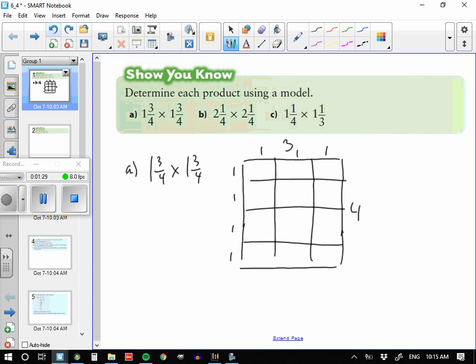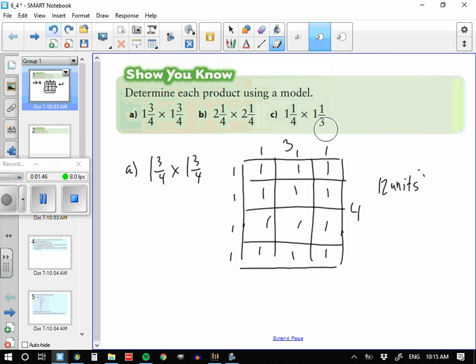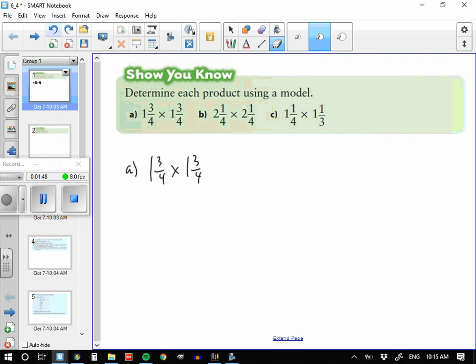And multiplying 3 by 4 gives you 12 units. So 1 times 1 is 1. All of these would be areas of 1. And 3 times 4 would be 12 units squared, is what we would say when we did area. But instead of using whole numbers, we can apply that same principle to multiplying fractions.